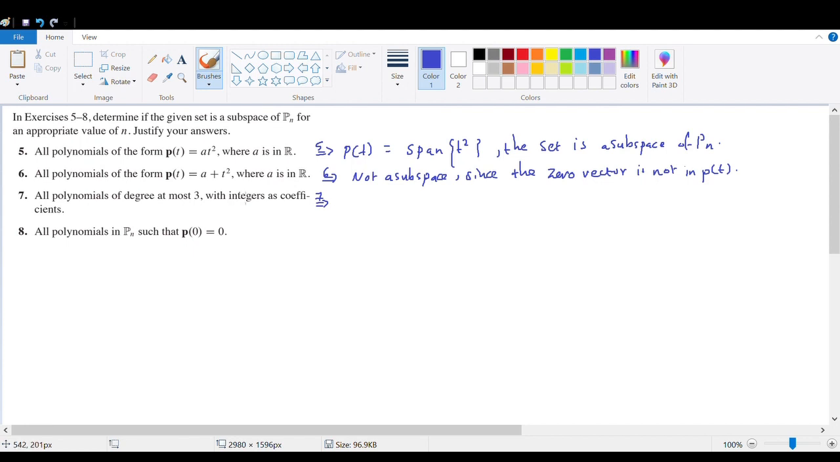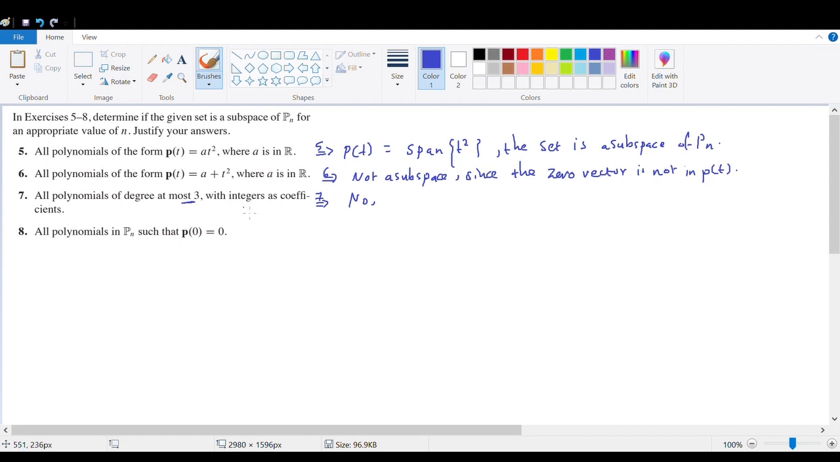Now for 7, all polynomials of degree at most 3 with integers as coefficients. Is this one a subspace? We can say no, because if we multiply the polynomial by a scalar which is not an integer, we get non-integer coefficients. So that means this set is not a subspace because it is not closed under scalar multiplication.